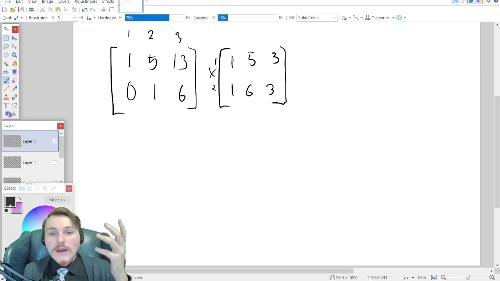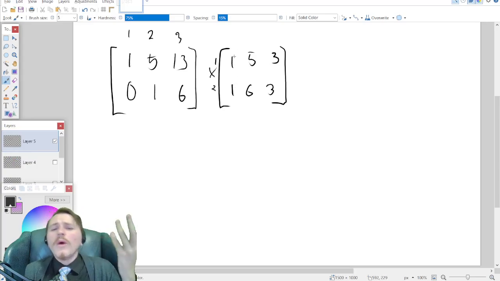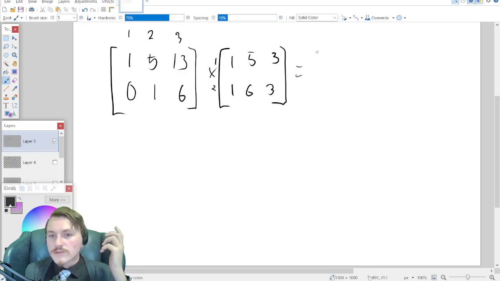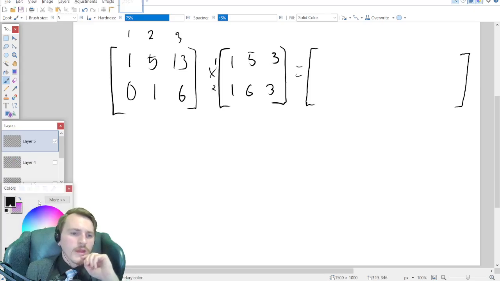Let's try it anyway. Let's say we wanted to do it anyway. What would our resulting size be? Well, it would be the same number of rows as this one, and the same number of columns as this one, so 2 by 3. So let's humor it. Let's try our best and pretend this is going to work. It shouldn't, but we'll see why.